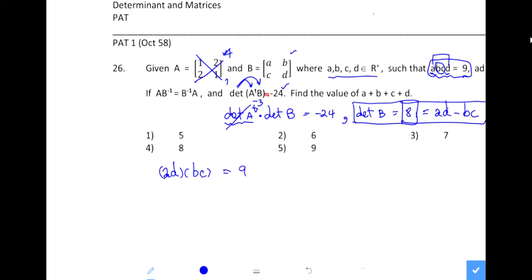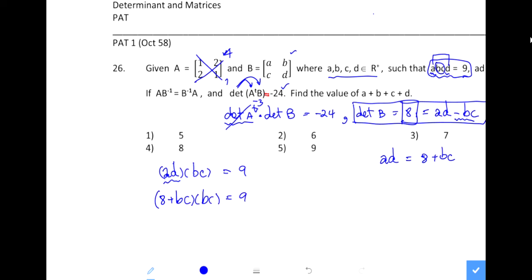And then I come back to this one. I see that if I move this negative BC to the left, I will have 8 plus BC equals AD. So I'm gonna substitute it here. If I just rearrange a little bit, AD is equal to 8 plus BC. So from this information, I can replace this AD with something in terms of BC.